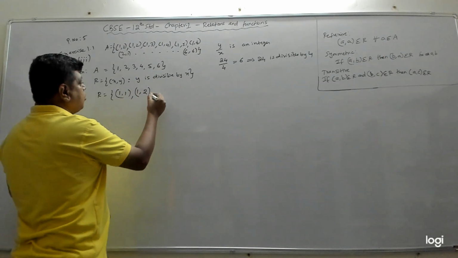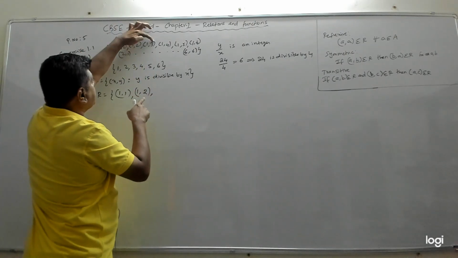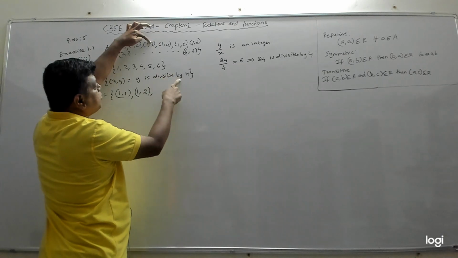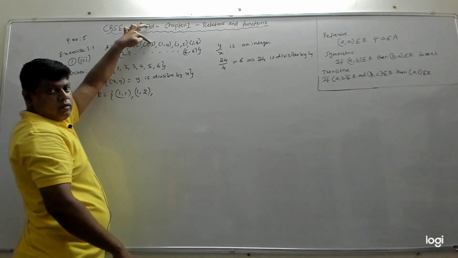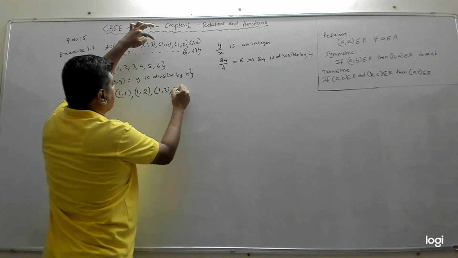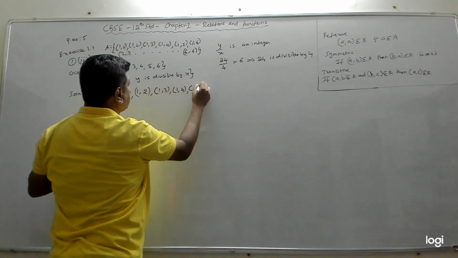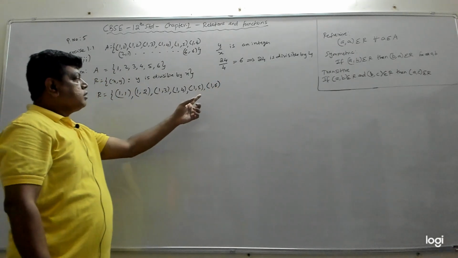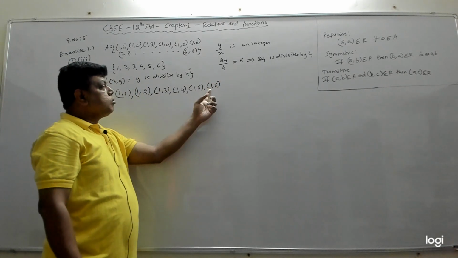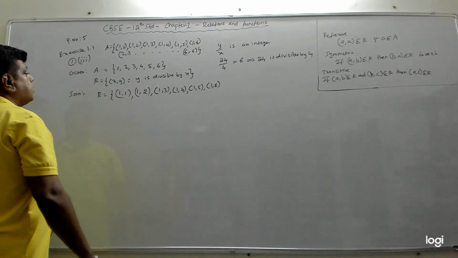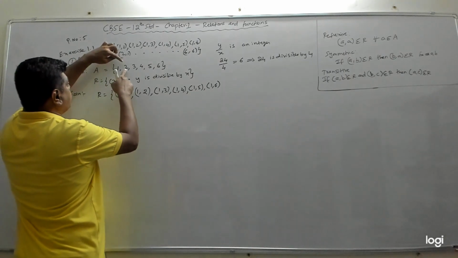Now 1 comma 3. If you take 1 comma 3, my x is 1, y is 3. Is 3 divisible by 1? Yes, true. So therefore 1 comma 3 will come. Similarly 1 comma 4 will come, 1 comma 5 will come, 1 comma 6 will come, because y is 6 and 6 is divisible by 1. Right? Then let's take 2 comma 1.